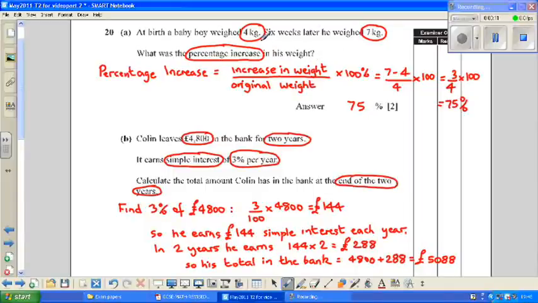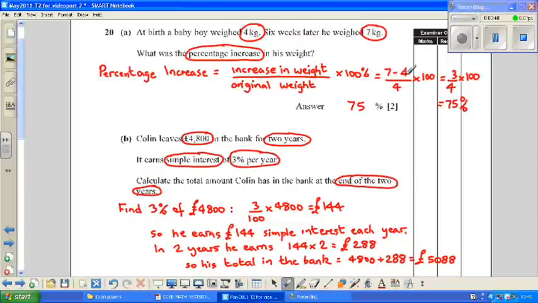4 kilograms when it was born, but after 6 weeks he weighed 7 kilograms. What's the percentage increase? Right, you need to remember there's a little rule for working out percentage increase, and it's you work out the increase in weight. So in this case it's 7 take away 4, that's how much the weight is increased, and you put that over the original weight. You have to remember it's always the original weight on the bottom of the fraction. And we're multiplying that by 100 to change it into a percentage.